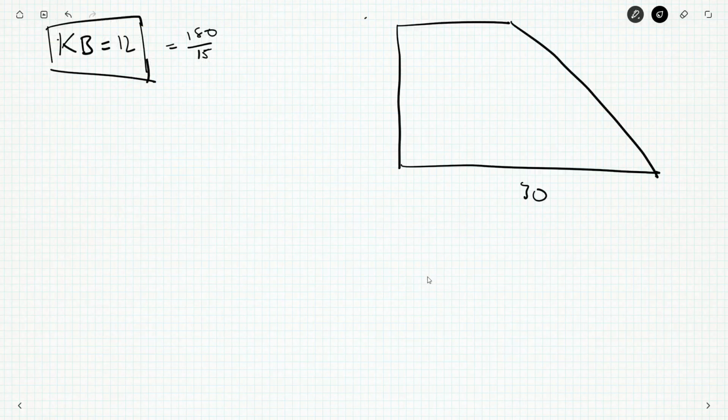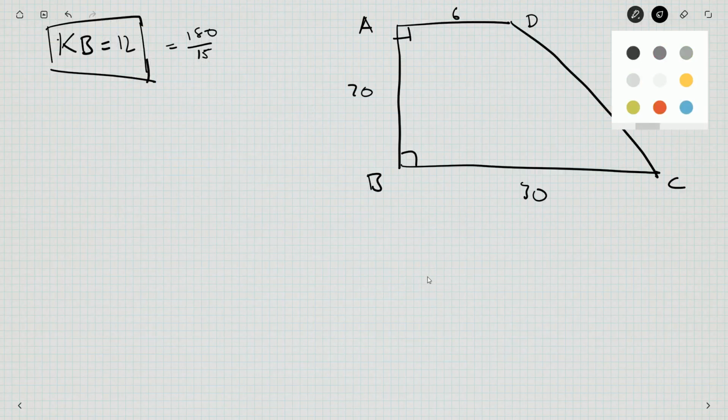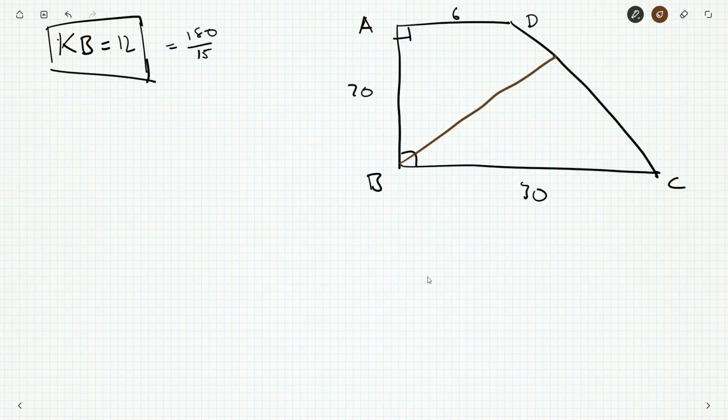So we got 30 down here. We've got A, B, C, D. 6 we might need. 20 we might need. And what's a good color? I don't use brown very often. So M is somewhere on here.